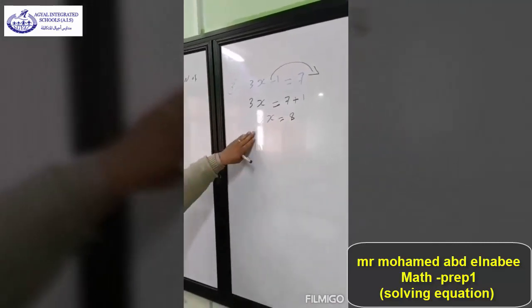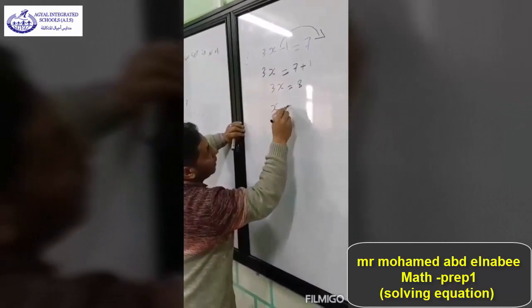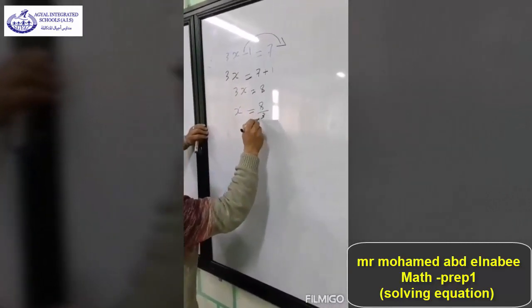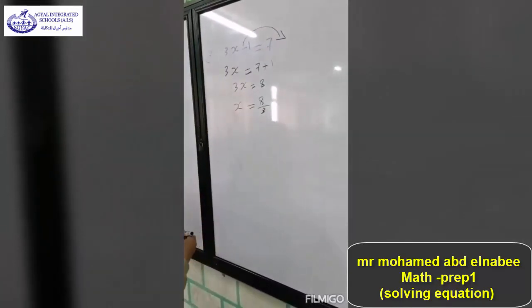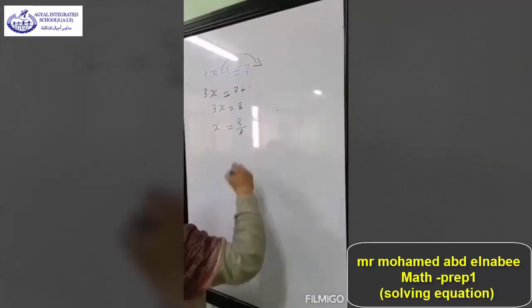Operation number 2, divide by 3. When we divide by 3, x equals 8 divided by 3. We can write this by 2 different methods. Look with me and choose the suitable one for you.